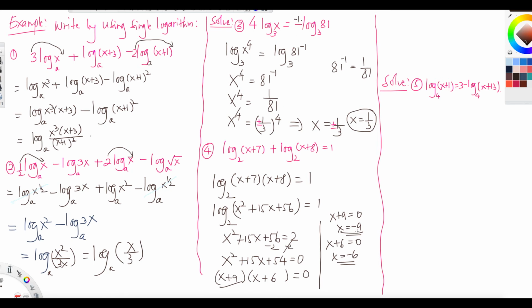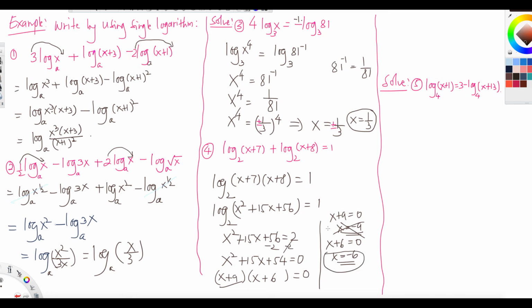Now let us plug in x equals -9. Does this make sense? Log base 2, -9 plus 7, you will get a negative number here, also a negative number here. So log is not defined for a negative number, so -9 does not make sense. Okay, let's check -6. -6 plus 7 is a positive number. -6 plus 8 is a positive number. So it is the final answer.